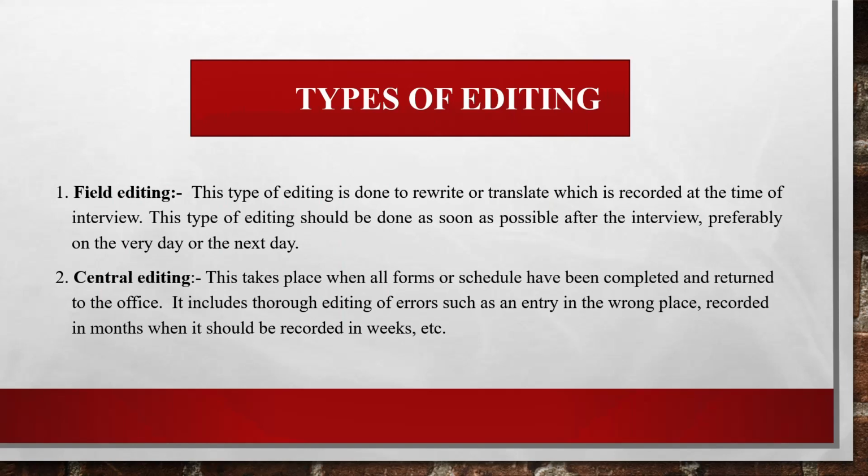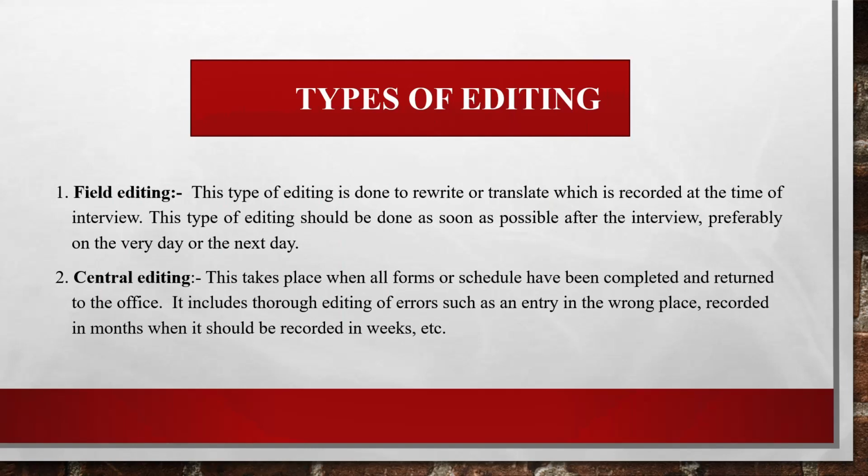Field editing is done by the enumerator, the person who collected the data. It is a process of rewriting or translating the data that is recorded at the time of the interview or at the time of collecting the data. Sometimes he may have written some codes or short forms, so such things have to be rewritten in field editing. The central editing is done by the office.